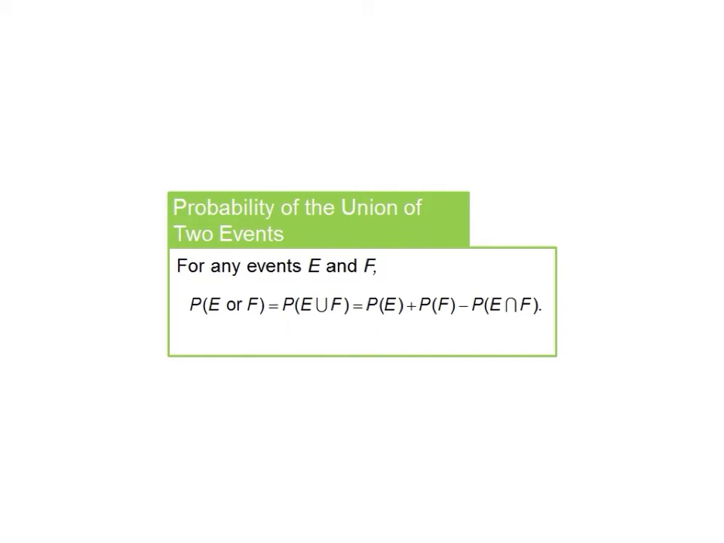So when we're looking at the probability of the union of 2 events, we're looking at the probability of event E happening or event F happening. So we're looking at the union. What we have to do is take the probability of each event and add them together, but you subtract out the place where they overlap. And that's always going to occur when you're looking at event E or event F happening.